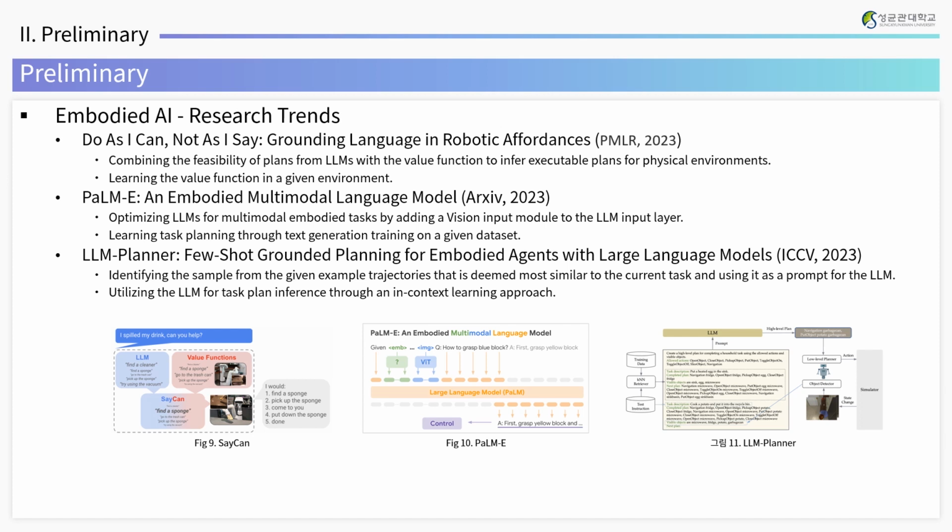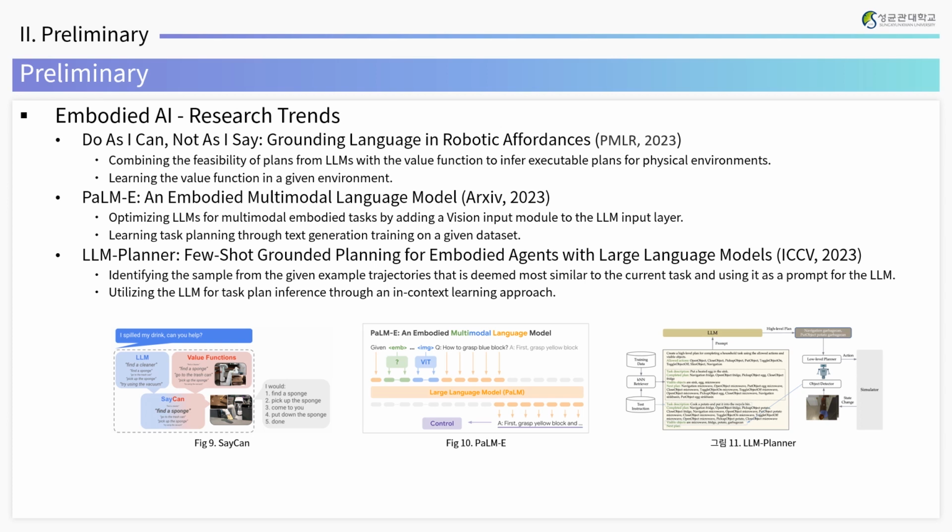Next paper is PaLM-E, an embodied multimodal language model. It optimizes LLMs for multimodal embodied tasks by adding a vision input module to the LLM input layer. It learns task planning through text generation training on a given dataset.